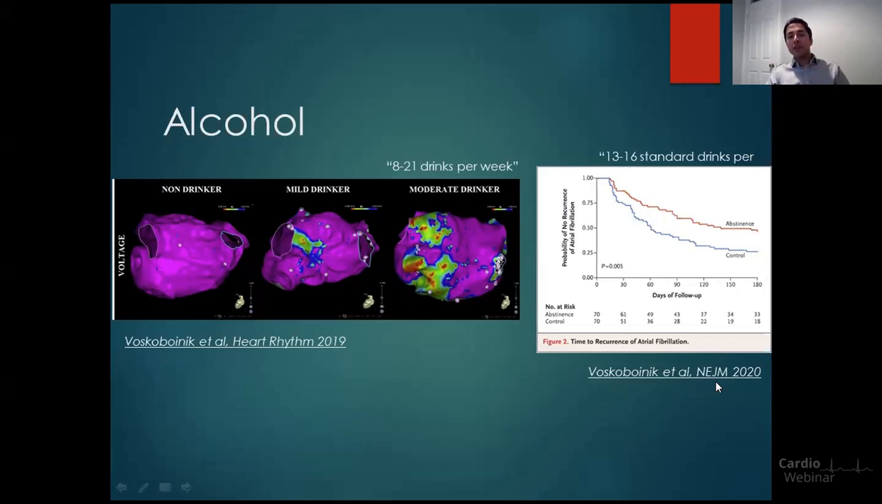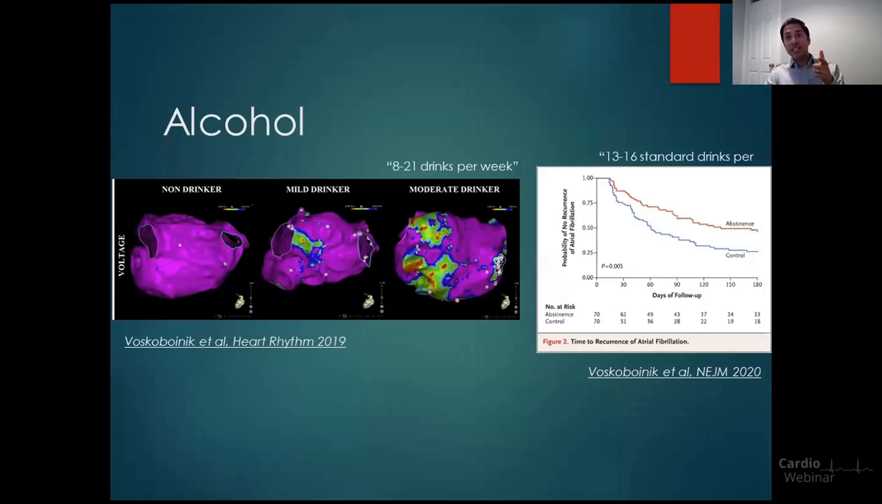was just a few months ago, a fantastic randomized control trial performed by a group in Adelaide who took patients who were moderate alcohol drinkers. And they randomized those patients, half of them who completely stopped drinking alcohol, and half of them who continued drinking alcohol as they were. And they looked at the recurrence rates of atrial fibrillation. So this is a randomized control trial.